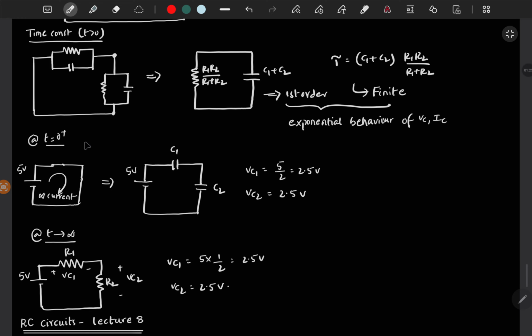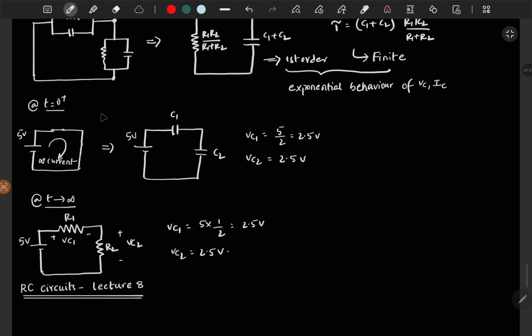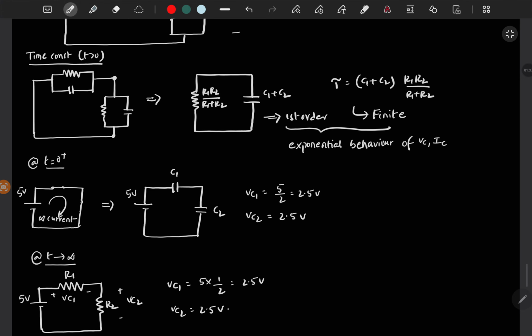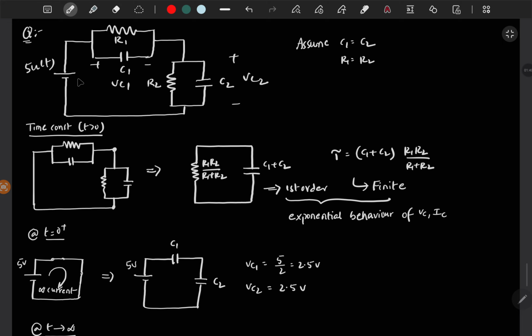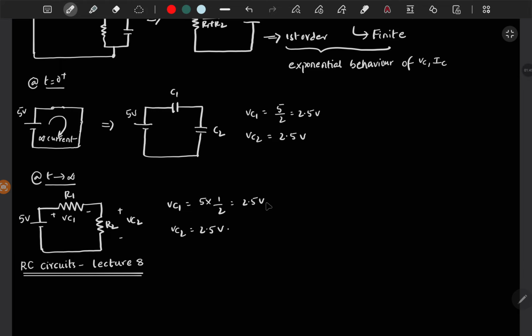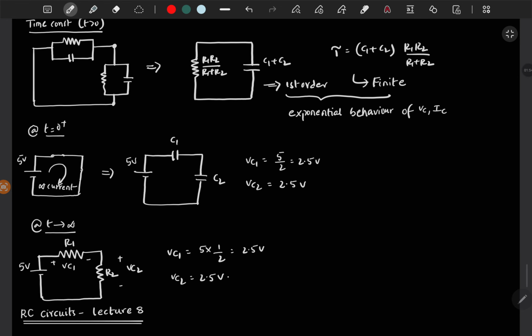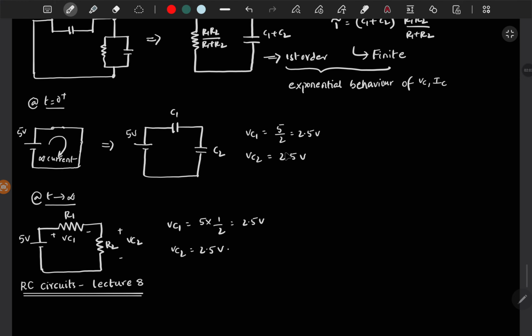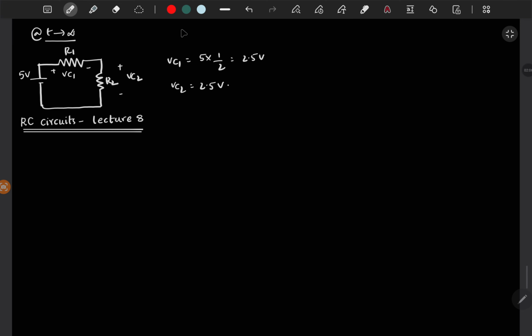And if you find at t is equal to 0 plus, we got Vc1 is equal to Vc2 is equal to 2.5 volt. Also at steady state, since both the capacitors will be open circuited, you will get 5 times 1 by 2, which is 2.5 for both Vc1 and Vc2. So initial voltage and final voltage are the same for both the capacitors, which is 2.5 volt. But we are saying, since the time constant is finite, there should be exponential behavior of the circuit, right? But here we are getting both values as 2.5, initial and final.